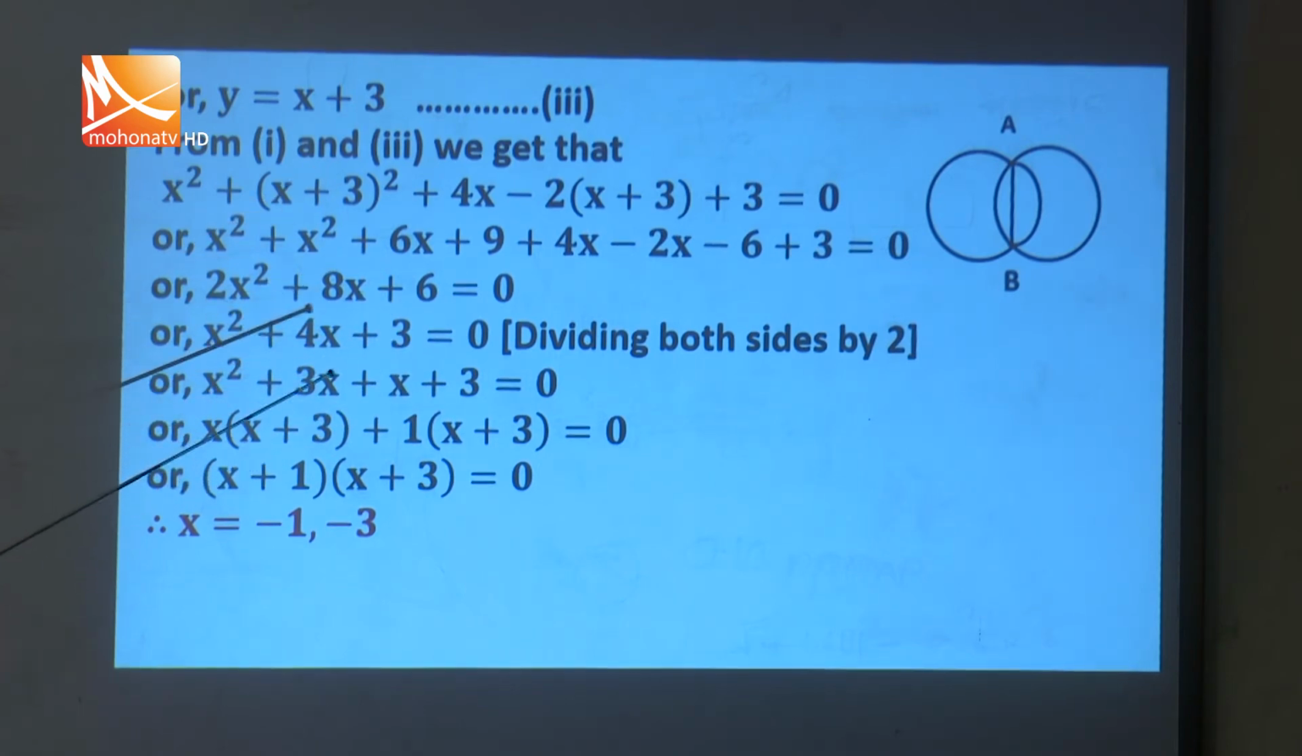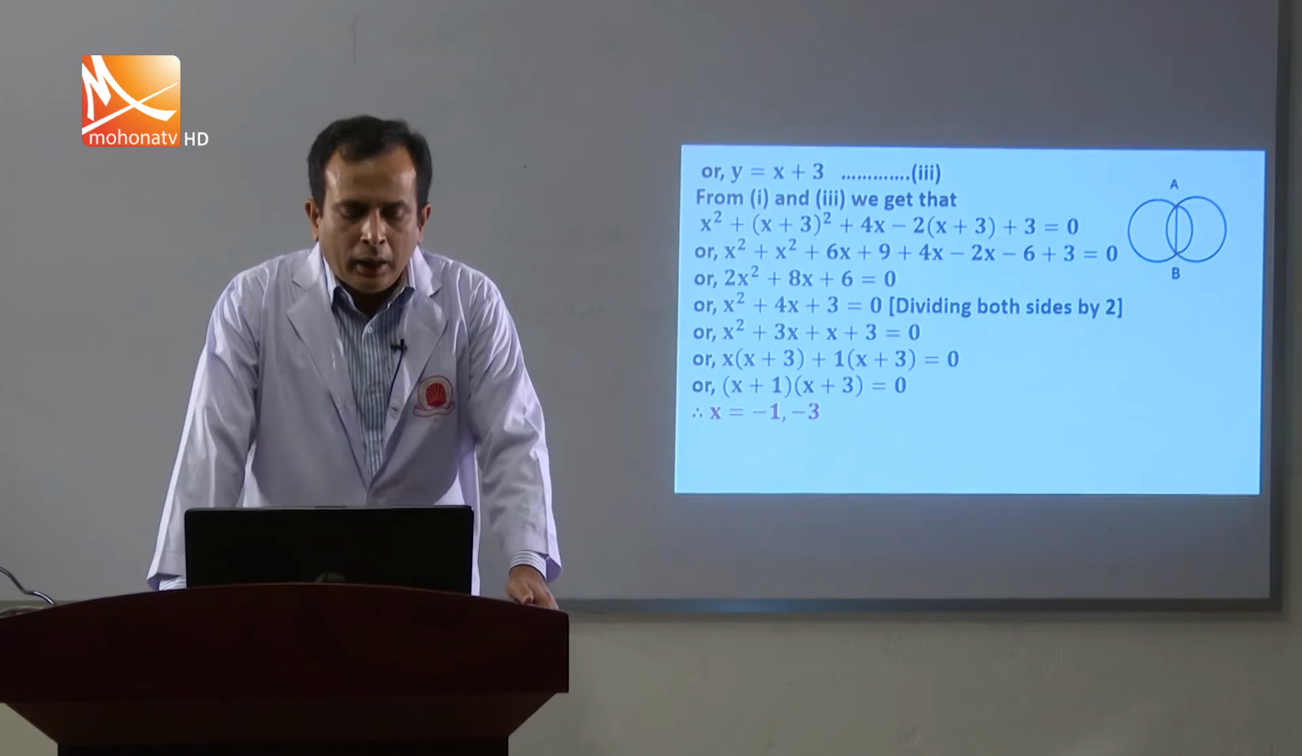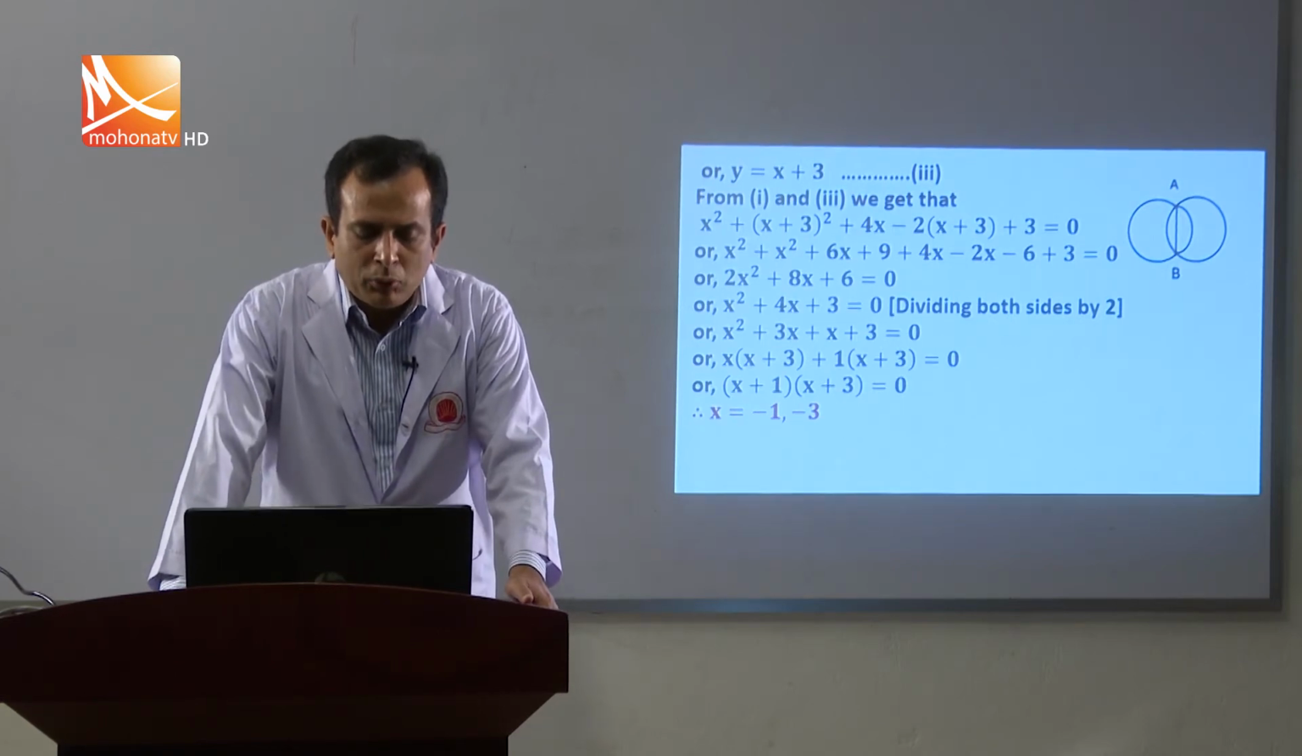If we factorize this term x square plus 4x plus 3, then we will get x plus 1 into x plus 3 equals 0. Either x plus 1 equals 0, so x equals minus 1, or x plus 3 equals 0, so x equals minus 3. Then we have already got the two values of x, minus 1 and minus 3.